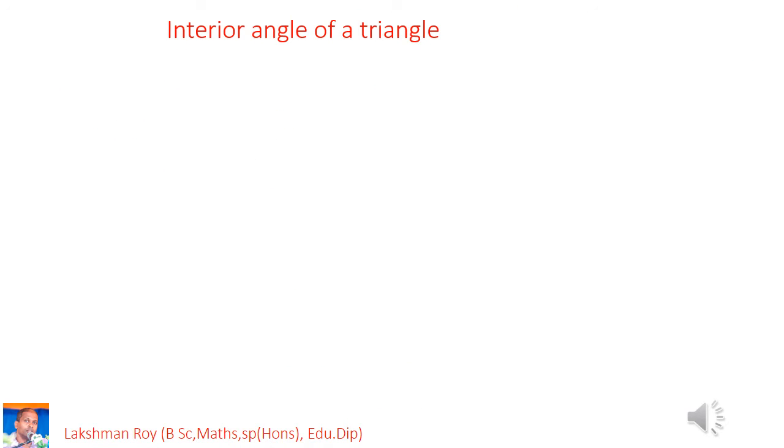Right, students. First of all, we should identify what an interior angle is. What is an interior angle of a triangle? So let's see. This is a straight line, you can see. Then this one, another straight line. Now you know this is a triangle. One element of a triangle is an angle. This angle is inside the triangle.